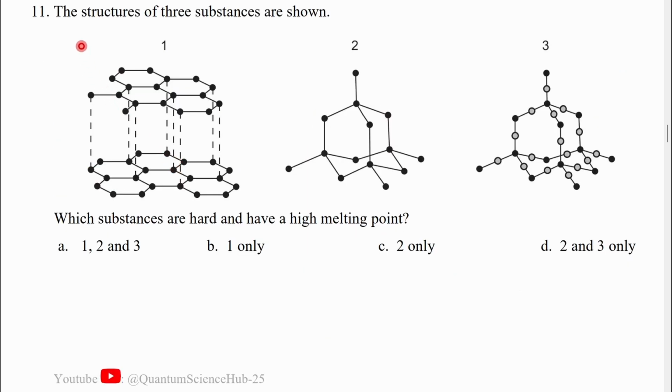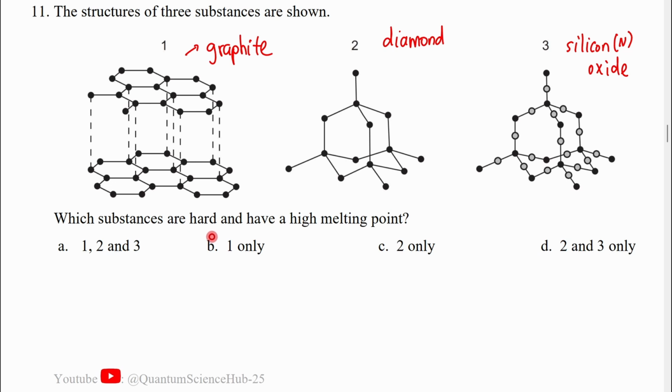Question 11. The structures of 3 substances are shown. So which substances are hard and have a high melting point? Okay, so from the structure, you should know this is graphite. And number 2 here, this is diamond, right? And this is the structure of silicon 4 oxide or silicon dioxide, okay? So the key idea here: what must you break to melt a substance?